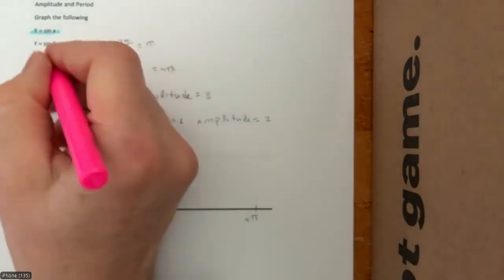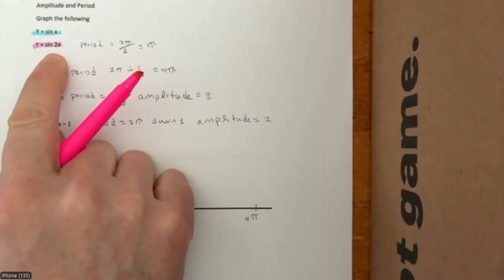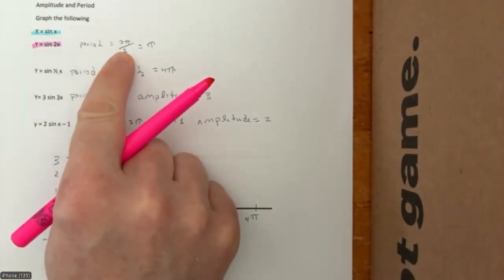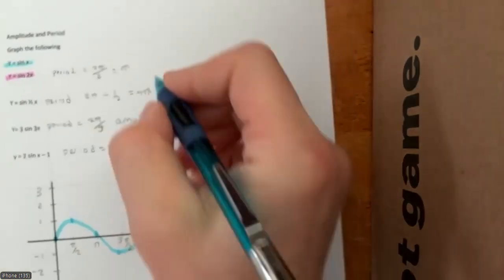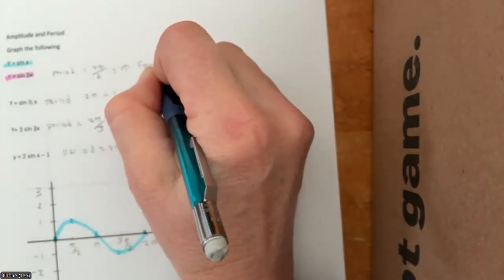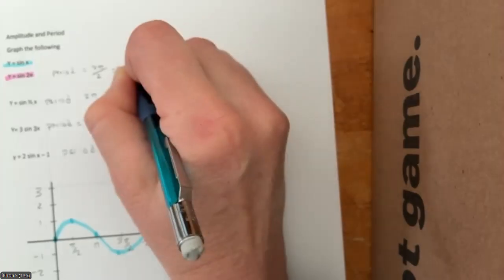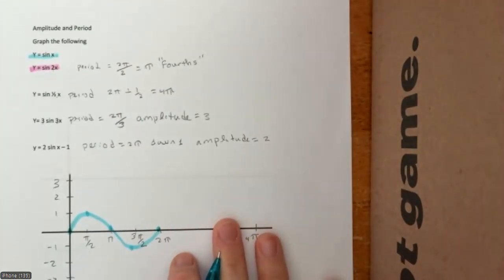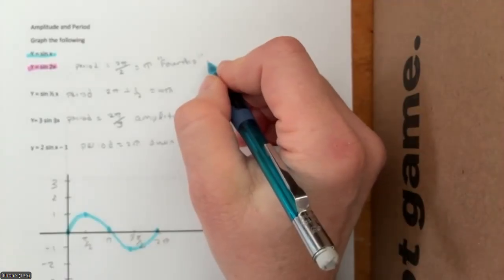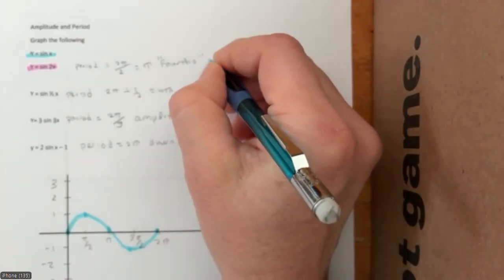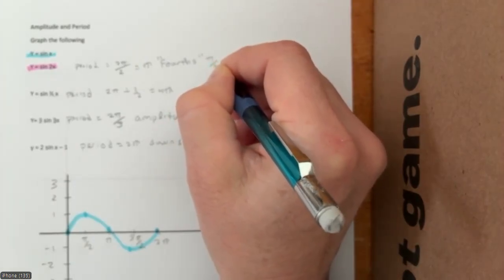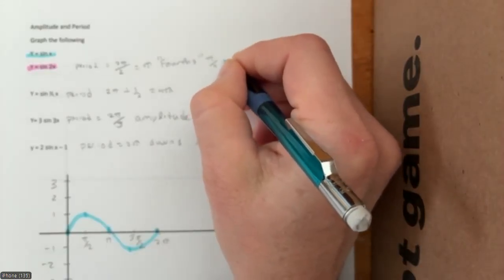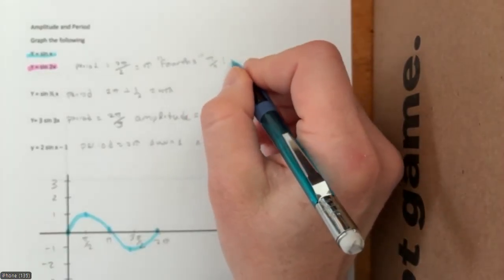So the next one we're going to do is sine of 2x. So the only transformation compared to the parent graph is that the period changed, and the period is going to be pi. So I want to split this into my fourths. So if you look back at the notes at the bottom of the previous page, I suggest finding the fourths. So that would be pi over 4.